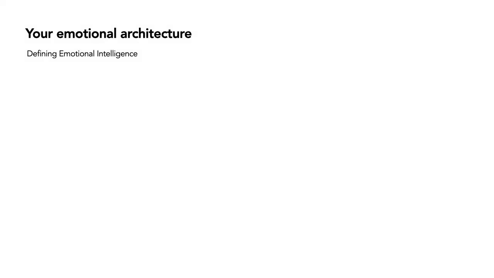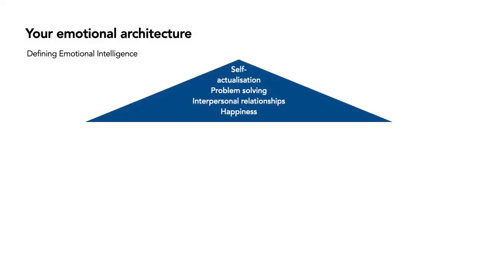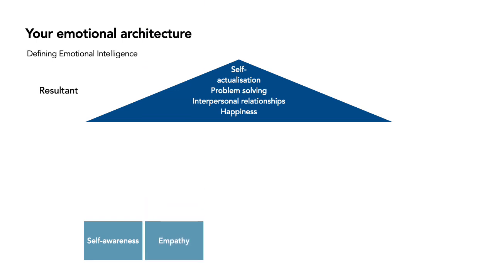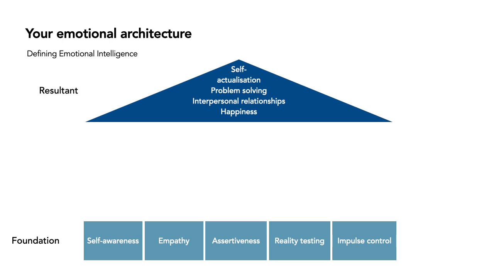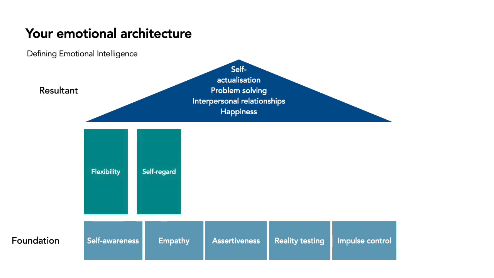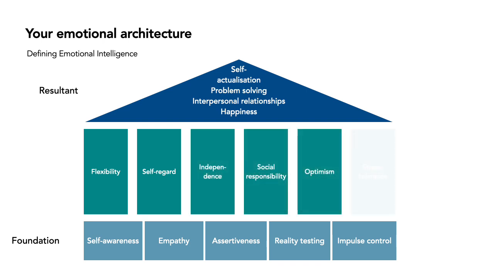So let's get started. Emotional architecture. So emotional intelligence is the ability to perceive, understand, and express our feelings accurately and to control our emotions so that they work for us and not against us. So here we've got a group of 15 skills categories, and they form the foundation, walls, and roof of your personal emotional architecture. And you can see that they cover a lot of different elements.